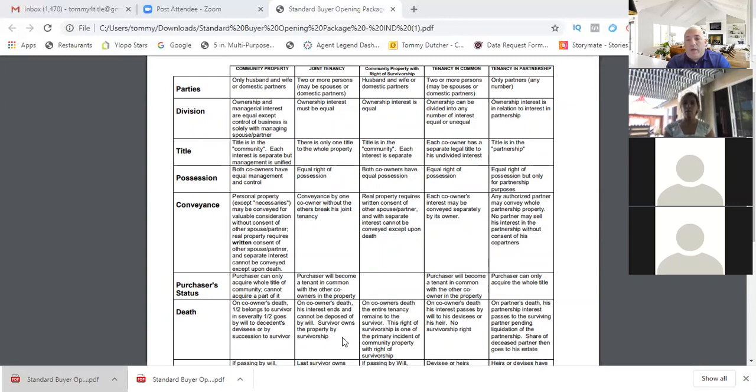And we have equal right of possession, but only for partnership purposes. And so it's typically that when you form a partnership, it would have stipulations in there that specify certain things, right? For conveyance, any authorized partner may convey whole partnership property. No partner may sell his interest in the partnership without consent of his partners. So again, at this point, the partnership owns title on the property, and the rights of each partner within that partnership is based on the partnership, not based on what is written in title. Okay.